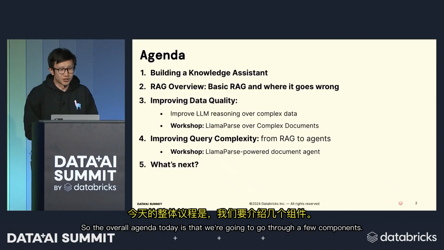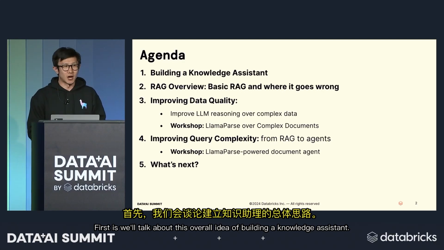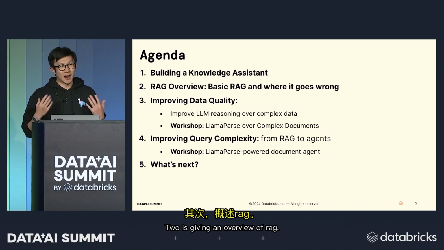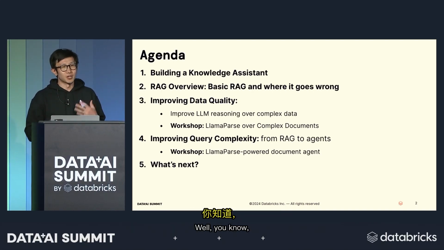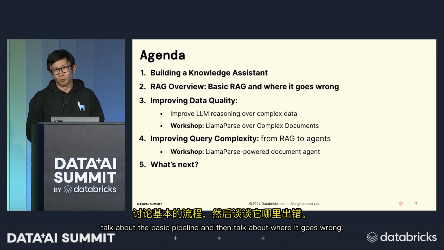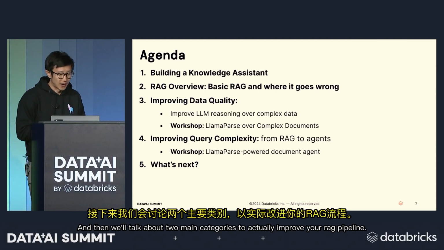So the overall agenda today is that we're going to go through a few components. First is we'll talk about this overall idea of building a knowledge assistant. 2 is giving an overview of RAG, right? Many of you are probably already familiar with the basics, but we'll talk about the basic pipeline and then talk about where it goes wrong. And then we'll talk about 2 main categories to actually improve your RAG pipeline.